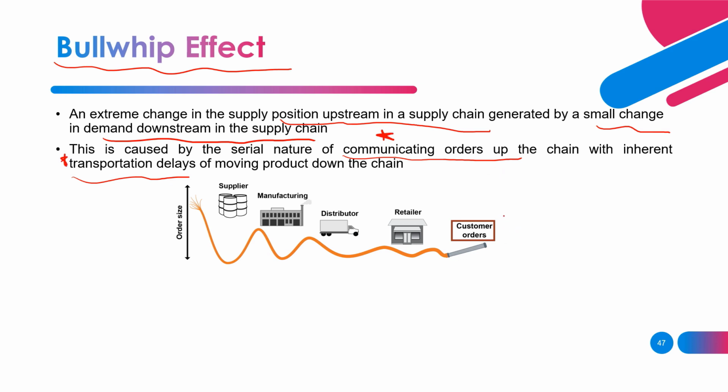As we know, a supply chain starts from supplier to manufacturer to distributor to retailer and the customer orders. Normally, when we are talking about the effect of the downstream supply chain, we are considering the value chain starting from the customer towards the supplier.